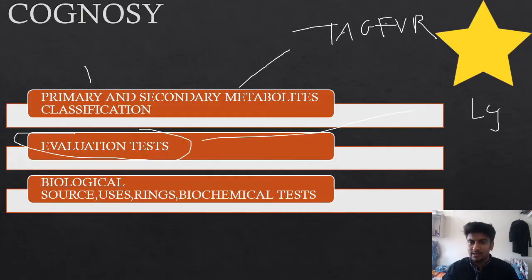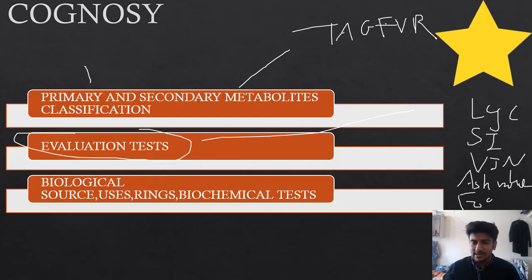From the lycopodium spore method to your stomatal index, to your vein islet number, to your ash value, to your foaming index, that is for saponins. Then biological source. Whenever you're studying any drug of a particular category, suppose I'm studying Atropa belladonna, you should know the category, tropane alkaloids. You should know the test, the Vitali-Morin test. That is a biochemical test.